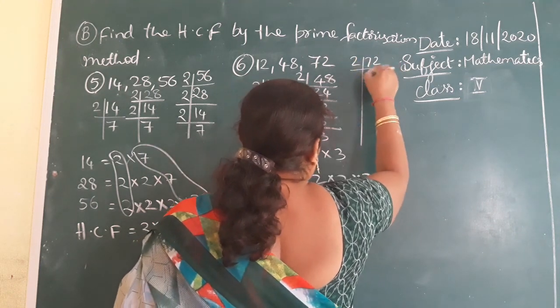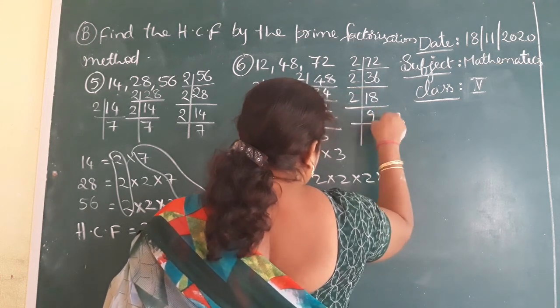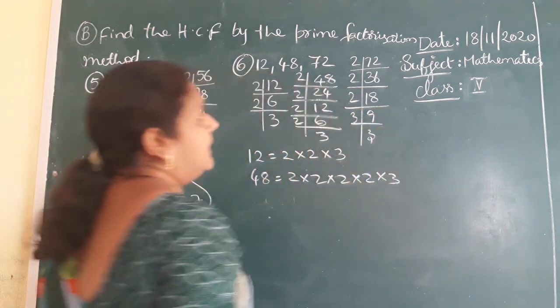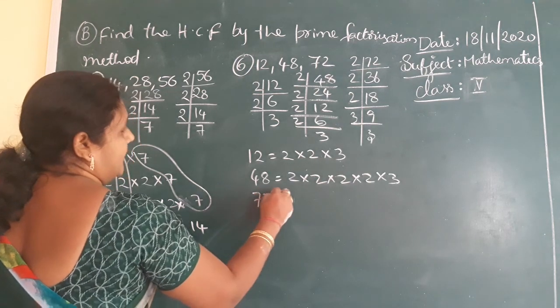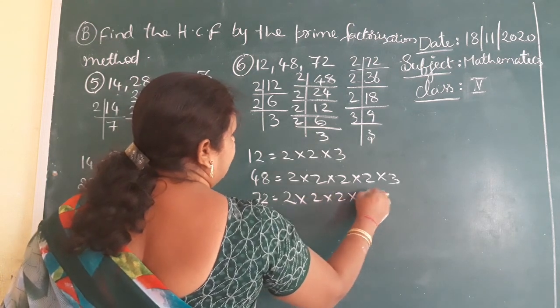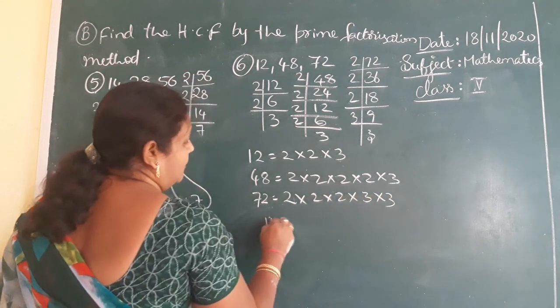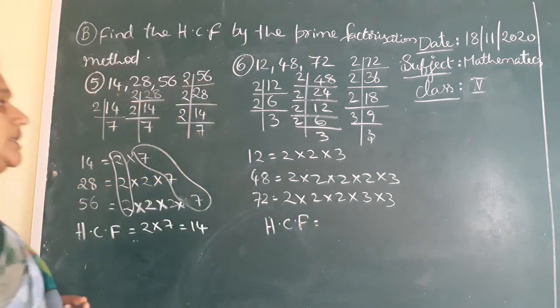72: prime factors 2 into 36, 2 into 18, 2 into 9, 3 into 3. Then if you practice regularly, you will get the idea of how to do it. Be practice when you are doing, then only you will easily get one factor after the other, or else you can't get it. 2 into 3 into 3. Now we have to write the common ones.